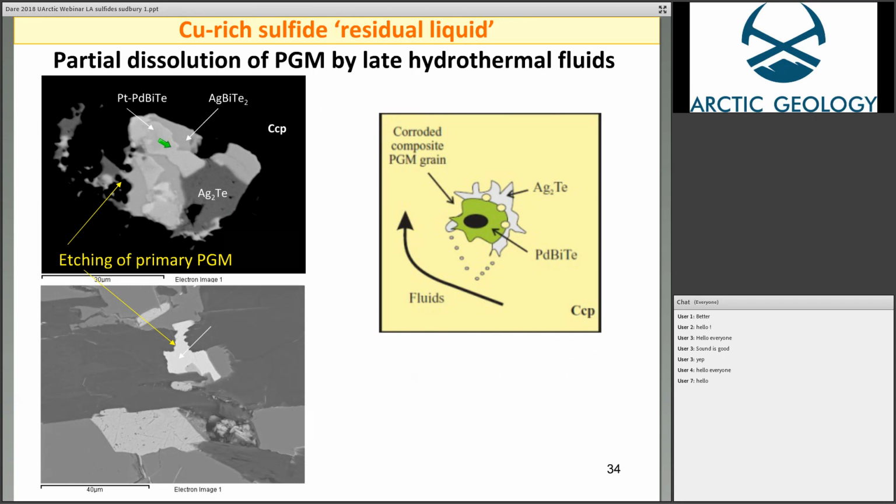Then something interesting from the copper-rich ores is that these primary crystallizing composite grains of platinum group minerals, you can see, start to get partially dissolved. They have this cuspate edging. They look like they've been etched out. This was probably the original grain, and then it's been dissolved out. Here we can see the platinum group mineral has been dissolved out, has been partially replaced by biotite.